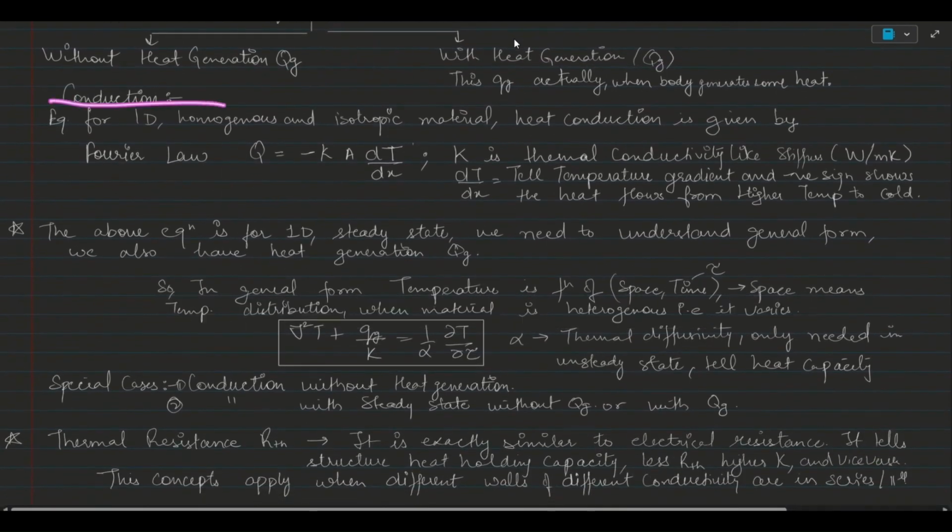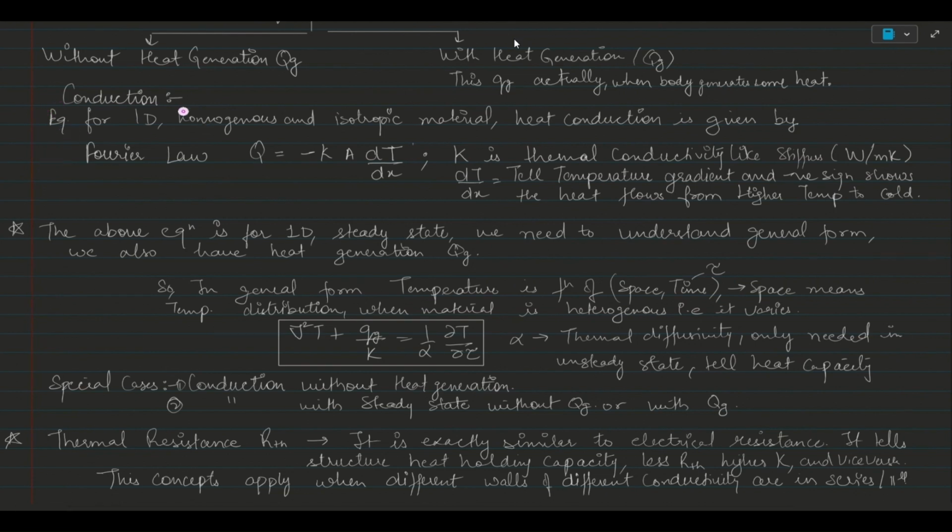Now you might say, Karan, okay, let's go deeper into what exactly the conduction equation looks like. For the 1D case, let's say a wire, we have a homogeneous and isotropic material. Then heat conduction is given by Fourier's law. What exactly this Fourier law tells us is that the heat transfer or heat conduction is equal to minus k times A times dT over dx.